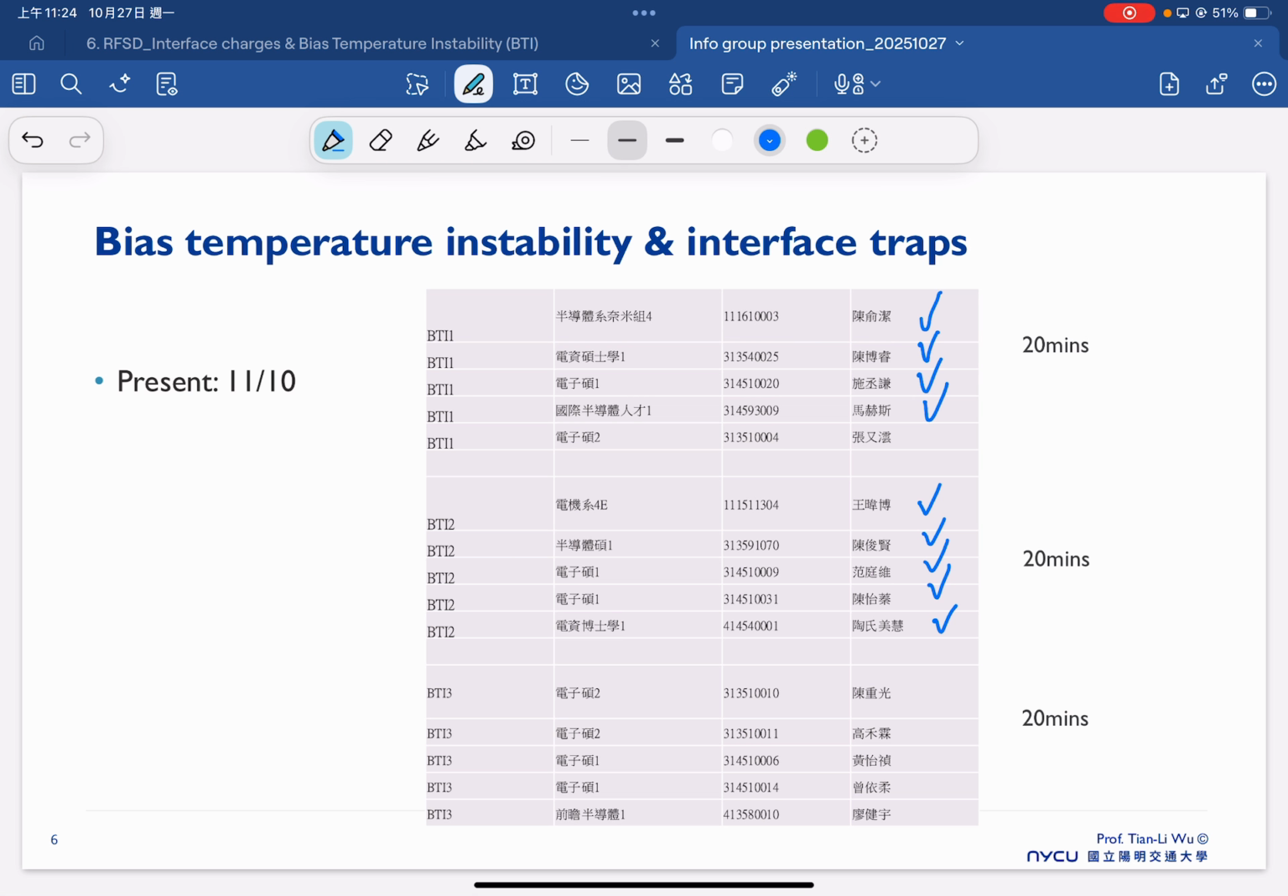And this group is a little bit special because Liao Jianyu will not be available, so he will be shifted to the last group in ESD. In this case, this group only has four people, so you only have to present for 60 minutes.